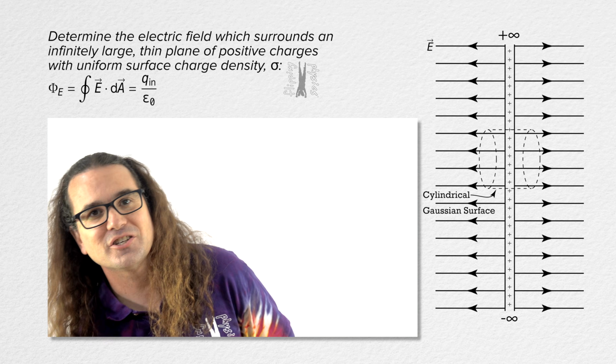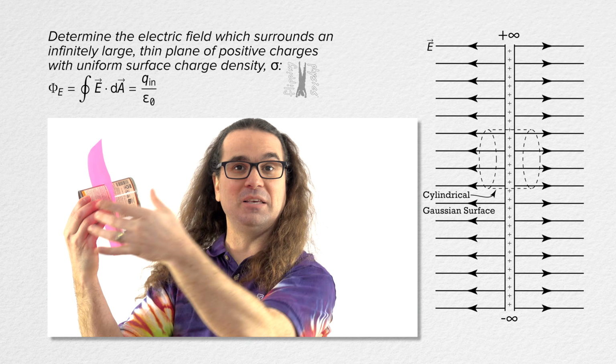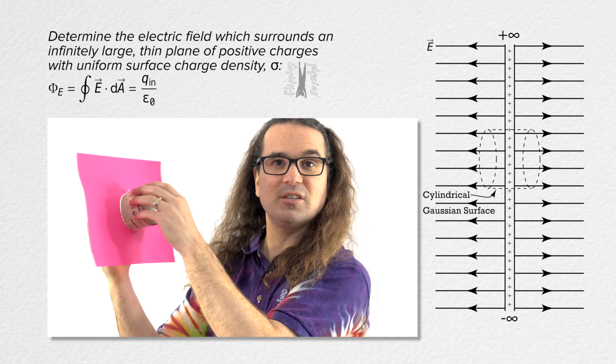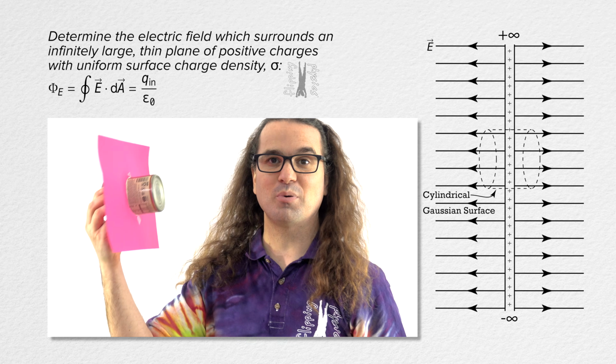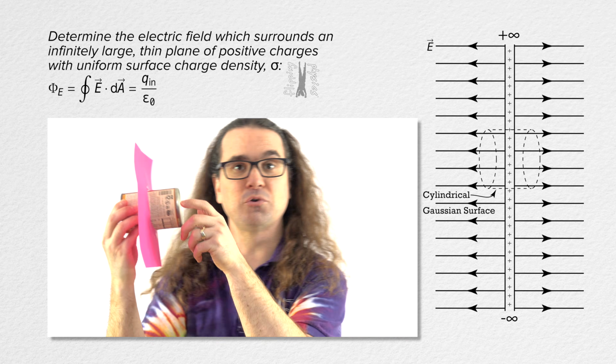So, our charges are represented by this piece of paper, and our Gaussian surface is represented by this can of soup. That is our visual representation.